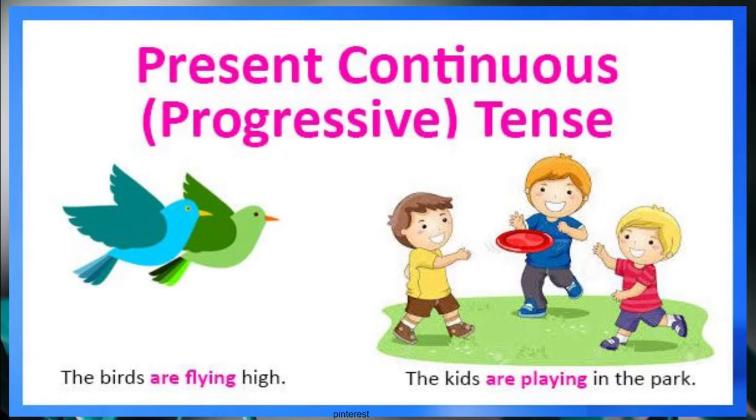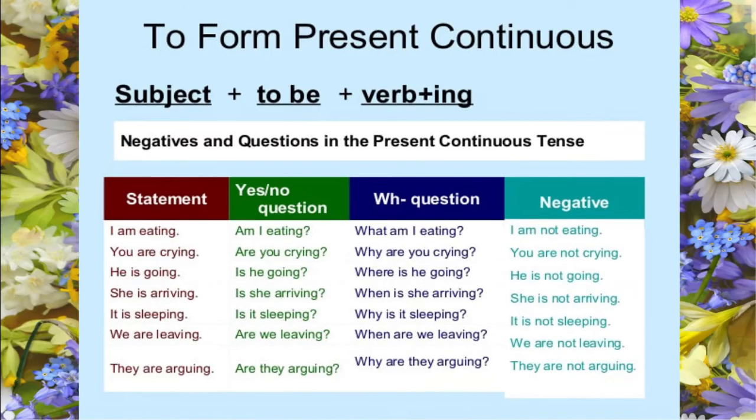Present continuous or present progressive tense examples are: the birds are flying high, the kids are playing in the park. To form present continuous tense or the present progressive tense, you need a subject plus the verb to be plus the verb plus ing. Negatives and questions in the present continuous tense can also take place, and you can see them here in the examples below.